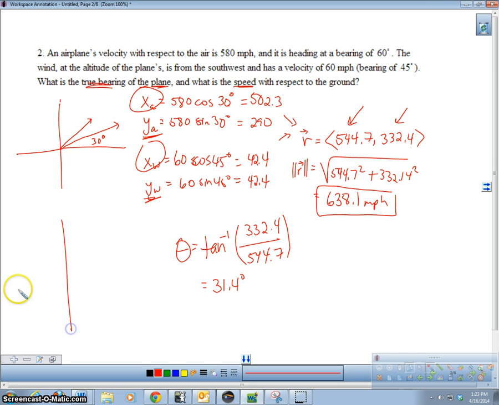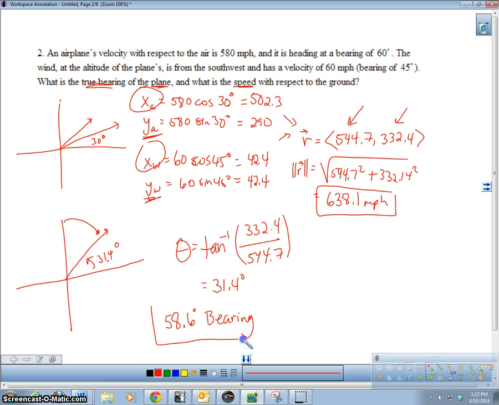That angle is the angle right here. This is 31.4 degrees. But I wanted my bearing, so I really want this angle here. I'm going to subtract from 90, and my answer is going to be 58.6 degrees in bearing. That's how I'm going to label it.